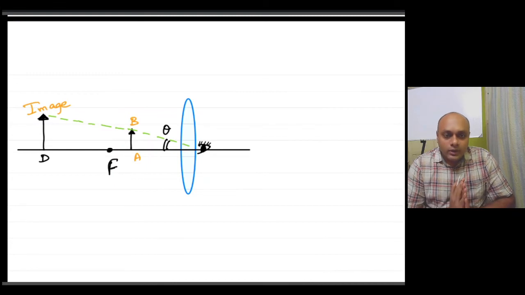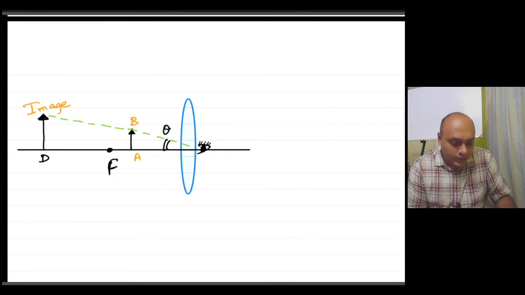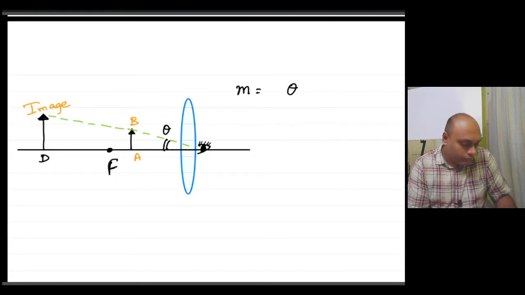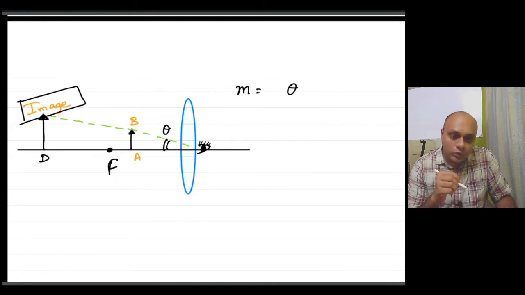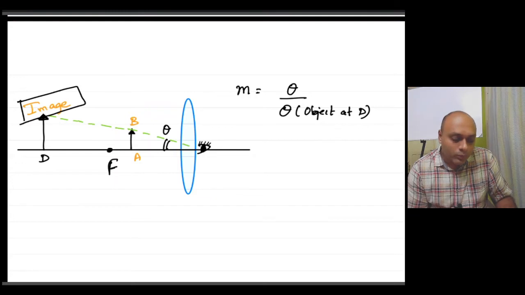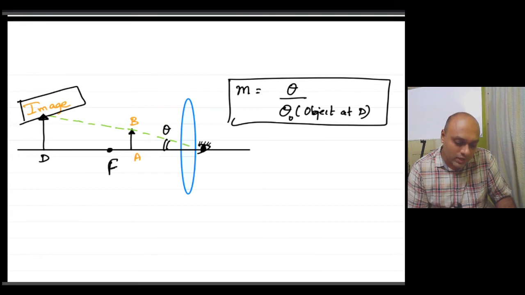this is our required scenario where the object is placed at AB, image has formed at point D. Now the magnification for this case will be theta, that is the angular size of this image, in comparison to what? In comparison to the angular size when the lens was not there and directly the object was at D. Directly the object is placed at D without the lens. So in comparison to that, how much is the angle that we can get now? Angular size.